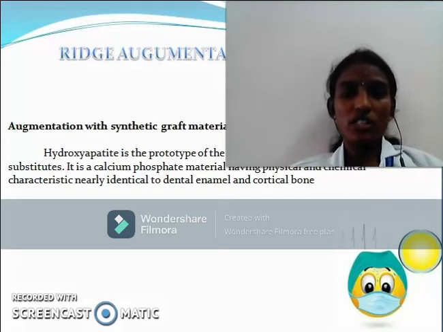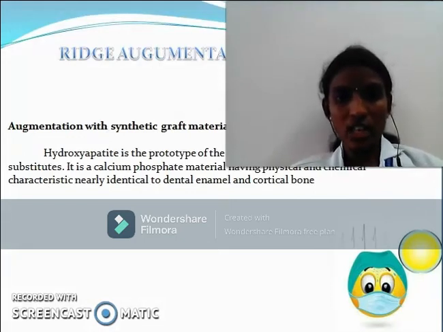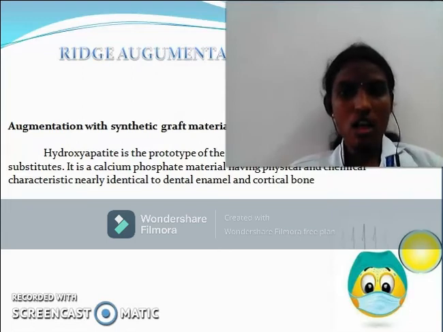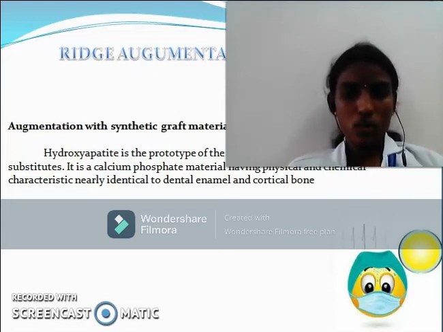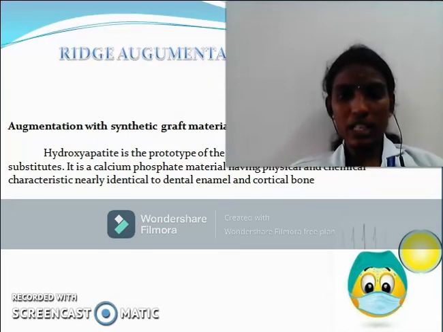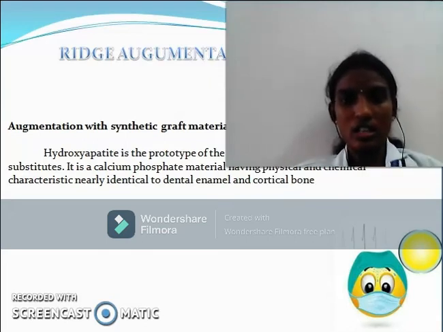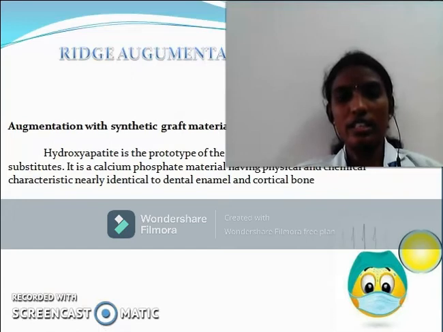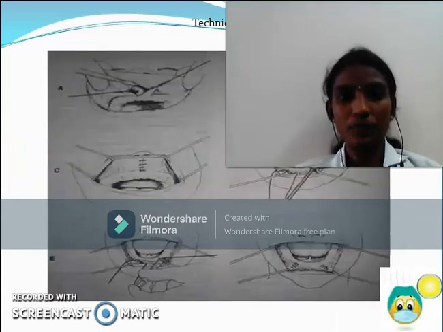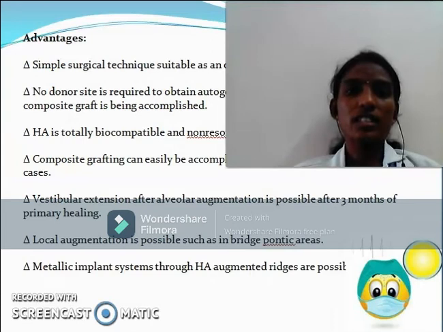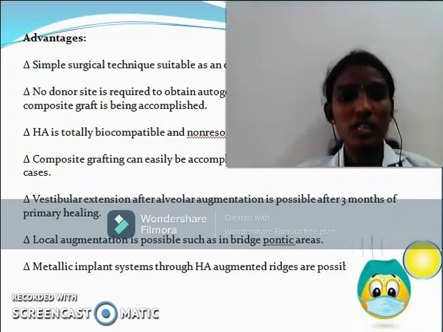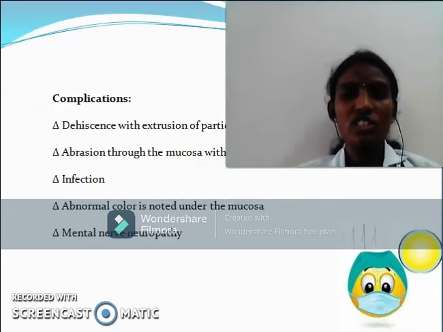Ridge augmentation with synthetic graft material. Hydroxyapatite is a prototype of the non-resorbable ceramic bone substitute. It is a calcium phosphate material having physical and chemical characteristics nearly identical to dental enamel and cortical plate. Advantages are a simple surgical technique and no donor site required; hydroxyapatite is used, vestibuloplasty is done, and a metallic implant system can be used. Complications are dehiscence with extrusion of particles, abrasion of the mucosa, infection, abnormal color and mental neuropathy.